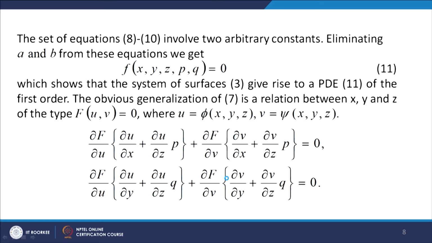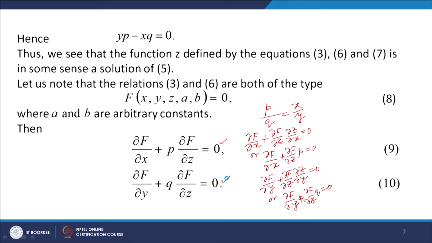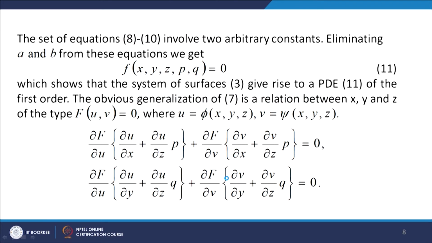Now, let us look at a generalization of equation 7. In this case we are writing z equal to a function of under root x square plus y square, and we got the differential equation of first order y p minus x q equal to 0. So, let us consider a generalization of this case. Here we consider f(u, v) equal to 0, where u and v are functions of x, y, z. U is a function of x, y, z, say phi(x, y, z), v is a function of x, y, z, say psi(x, y, z).